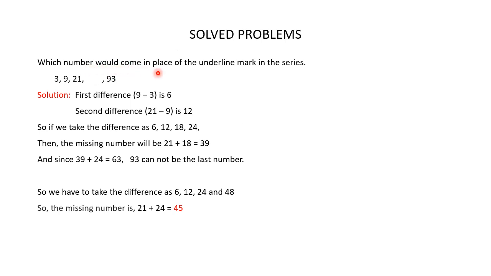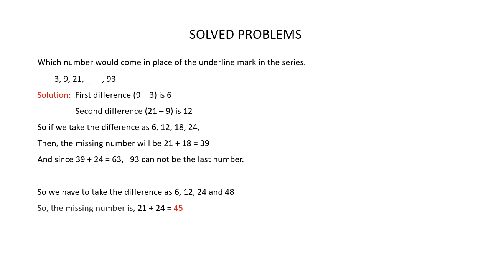Which number would come in place of the underline mark in the series? 3, 9, 21, blank space and 93. You have to find out what number can fill the blank space. When you observe these numbers in the number series, you'll notice that there is a gradual increase in the numbers. So this is a different series.